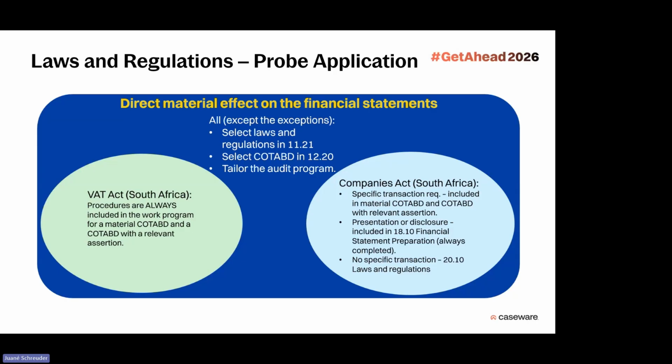Then when it is the requirements with regards to presentation and disclosure, like my example earlier about the director's remuneration, or the fact that there needs to be a balance sheet, for example, or a statement of cash flow, those steps will all be included in 18.10, which is the financial statement preparation. And your financial statement preparation work program is always completed. So it's one of those general work programs.